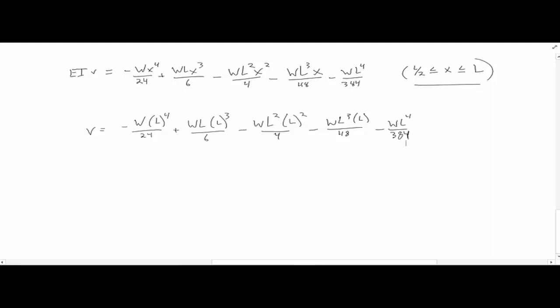Okay, and then reducing everything down, we get nu, or our deflection at the end of the beam, the free end, should then be negative 41 WL to the fourth over 384 EI. Okay?